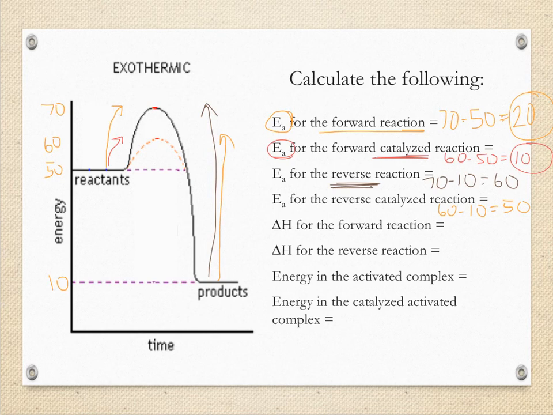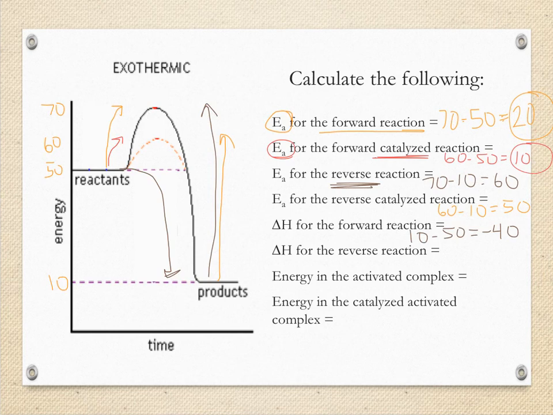Okay, delta H, now that's a different beast altogether. Delta H has to do with how much energy it takes, gains or loses, to get from the reactants to the products. So notice I'm going from 50 down to 10. In this case, I will have 10 minus 50 to give me a negative 40 for my delta H. Delta H is the only thing that can possibly be negative. For activation energies, always just take the bigger number minus the smaller number.